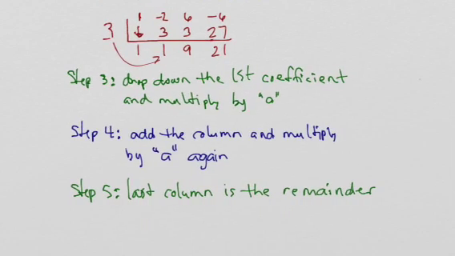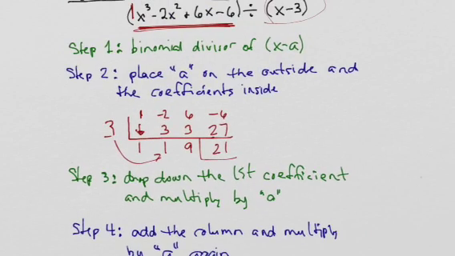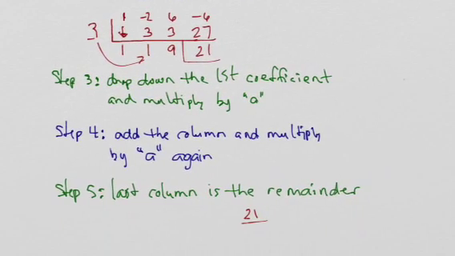So now how do I write that answer? To write the answer, I am simply going to go back now and use, again, this last number there, that 21, that's my remainder. I'm going to work this backwards. So 21 over the original divisor, x minus 3.